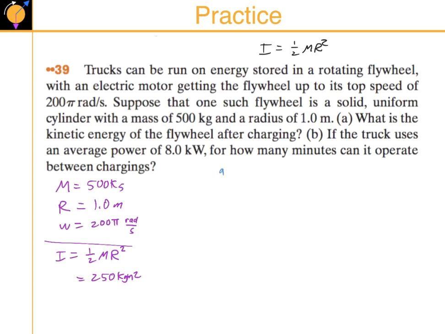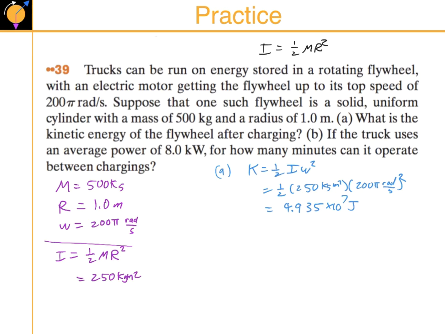So for part A, it asks, what is the kinetic energy of this? So kinetic energy is just 1/2 I omega squared, right? So 1/2 times 250 kilograms meters squared times omega squared, which is 200 pi radians per second squared. And that works out, I'll keep some extra sig figs here, to roughly 4.935 times 10 to the 7 joules. So that's a lot of energy stored in the rotational energy of that flywheel.